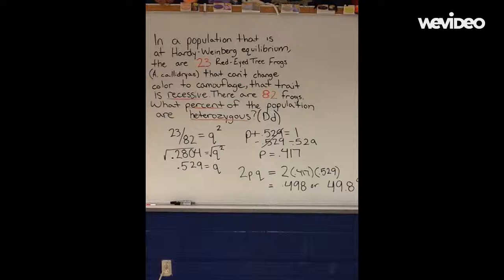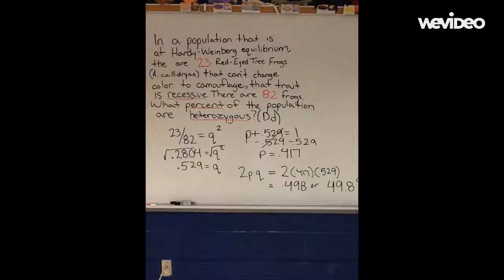So jumping into an example problem here, we have 23 red-eyed tree frogs, or Agalychnis callidryas, that are at Hardy-Weinberg equilibrium. Those 23 cannot change color to camouflage, and that trait is recessive. There's going to be 82 frogs in this population, and we need to know what percent of the frogs are heterozygous. So starting out, we need to find how many are actually, or the decimal for how many are, recessive.